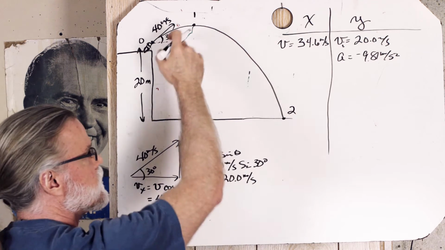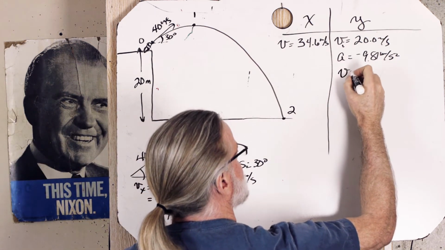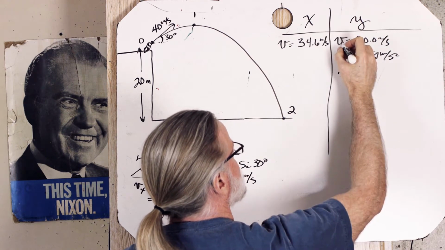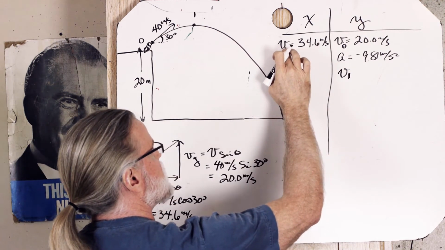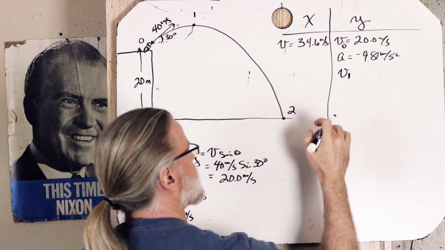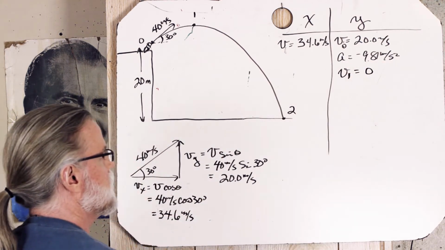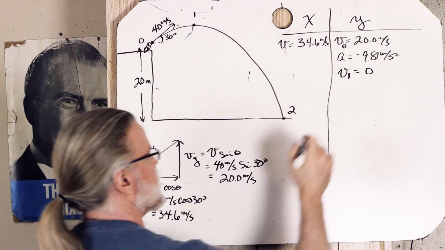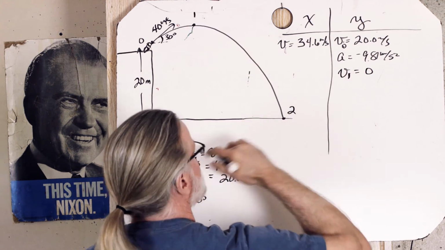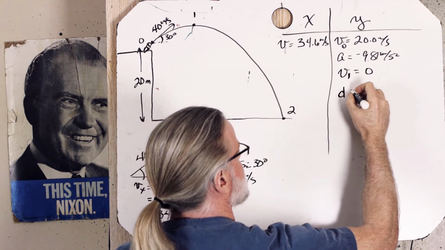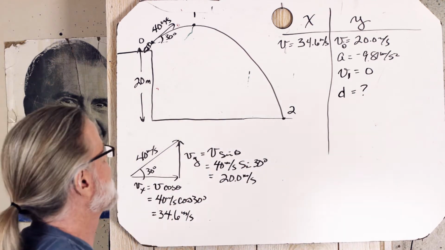To solve the first problem, we want to know how high it went. So at that point, V1, and I should call this V0. V0 in the y direction is 20 meters per second. V1 is 0, and we want to know the y1 position. But I'll just call it D, because that's what it is in our equations, the displacement.